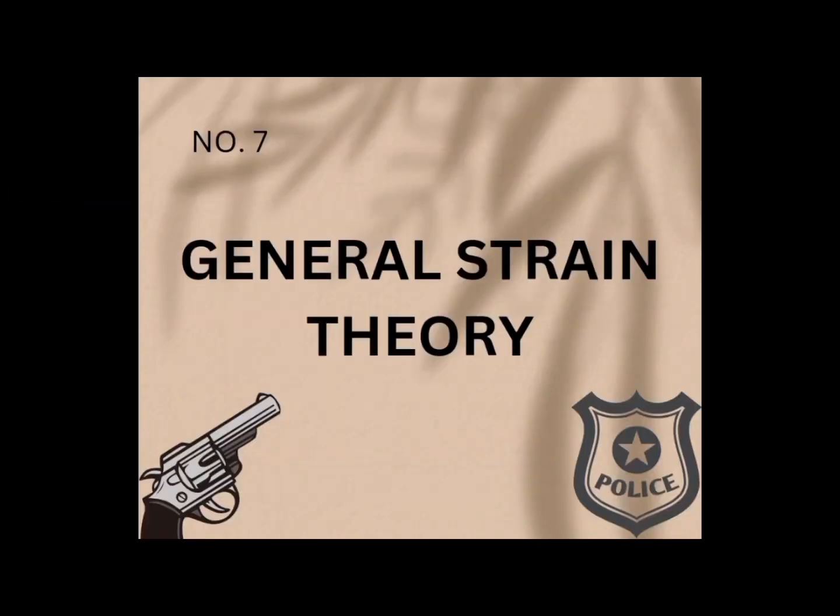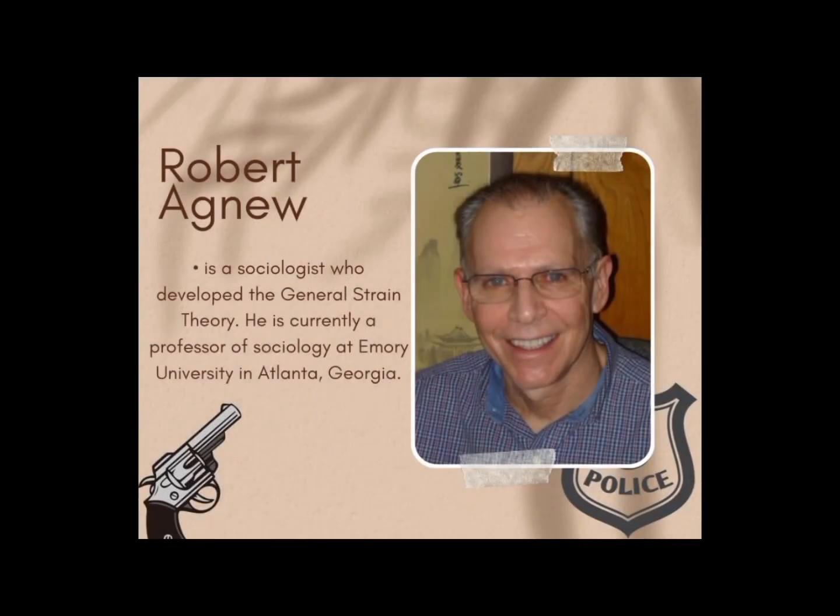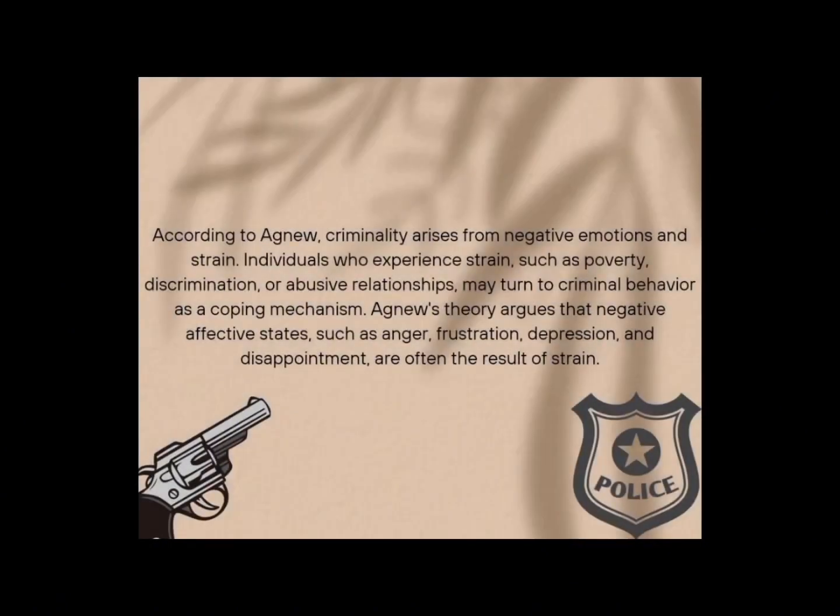7. General Strain Theory by Robert Agnew. Robert Agnew is a sociologist who developed the general strain theory. He is currently a professor of sociology at Emory University in Atlanta, Georgia. According to him, criminality arises from negative emotions and strain. Individuals who experience strain such as poverty, discrimination, or abusive relationship may turn to criminal behavior as a coping mechanism. Agnew's theory argues that negative affective states such as anger, frustration, depression, and disappointment are often the result of strain.